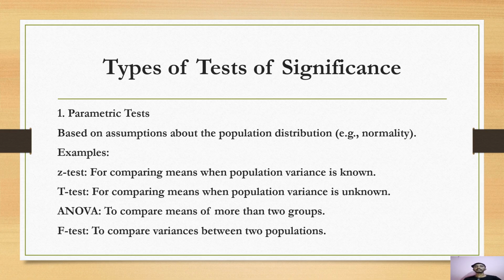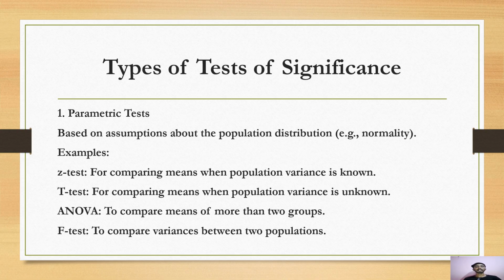Types of test of significance. The first one is parametric tests, based on assumptions about the population distribution, for example normality. The examples are z-test, for comparing means when population variance is known. The next test is t-test, which is used for comparing means when population variance is unknown.